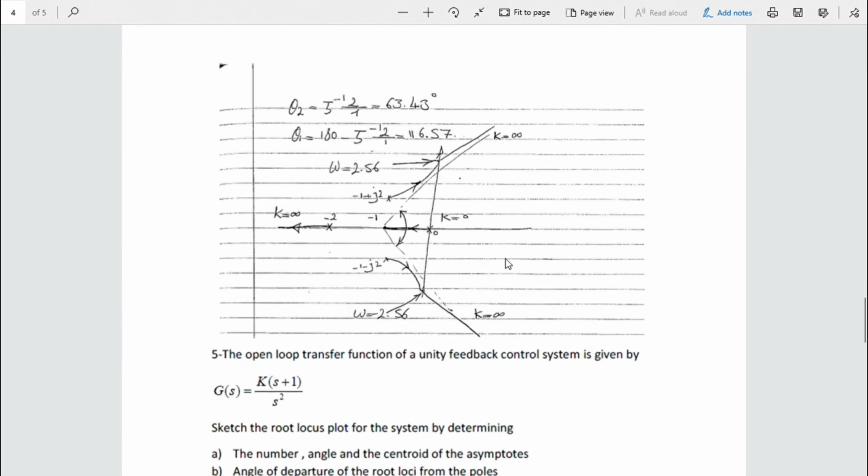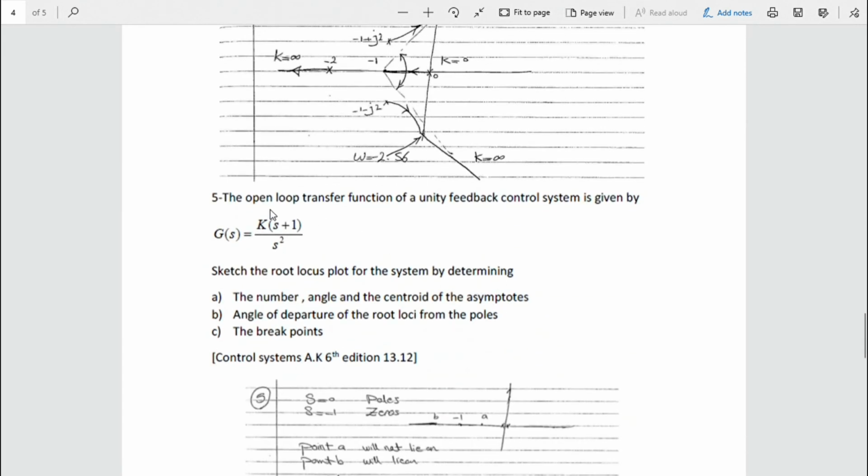Now moving on to the next question. The open loop transfer function of a unity feedback control system is given by G(s) is equal to K times (s plus 1) upon s squared. We have to sketch the root locus plot for the system by determining the number, angle, and the centroid of the asymptotes, the angle of departure of the root loci from the poles, and the breakpoints.